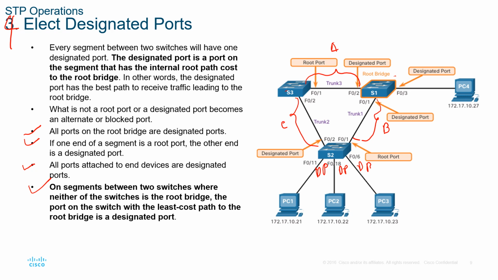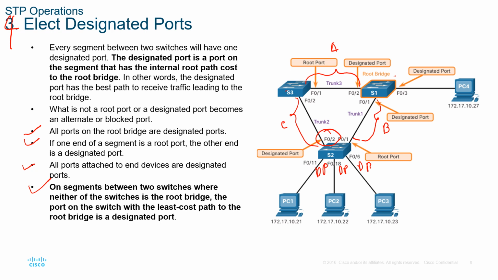So basically the spanning tree algorithm will use the bridge ID as tiebreaker. If you go back to the earlier slide, I cannot go back to the earlier slides in this video. So basically now S2 has lower MAC address than S3. Therefore F02 on S2 will be chosen as the designated port.